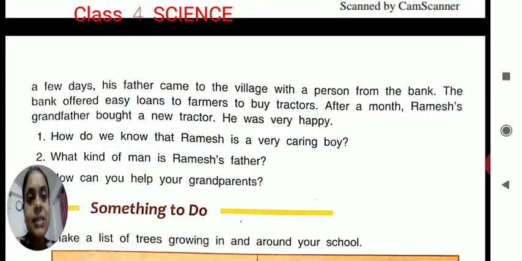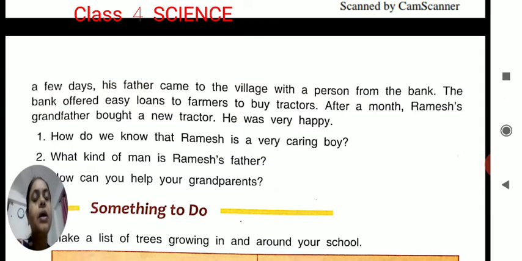a few days, his father came to the village with a person from the bank. The bank offered easy loans to farmers to buy tractors. So, children, a loan is money provided by a bank to the farmers. After a month, Ramesh's grandfather brought a new tractor, and he was now happy.